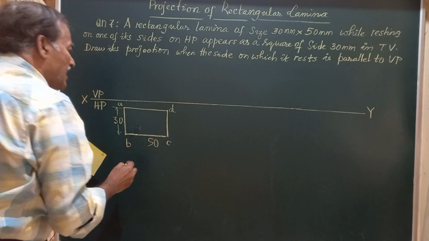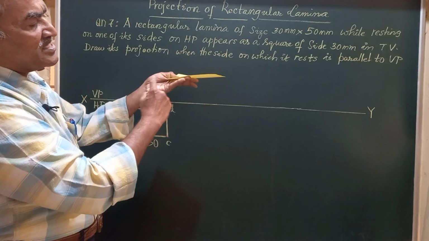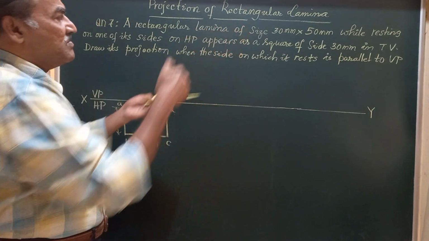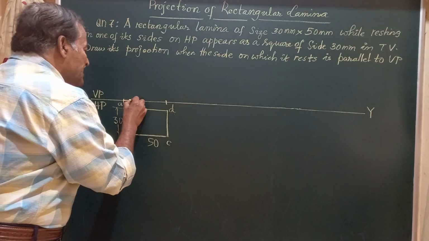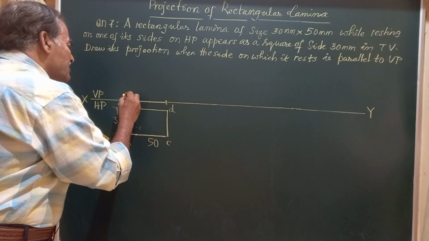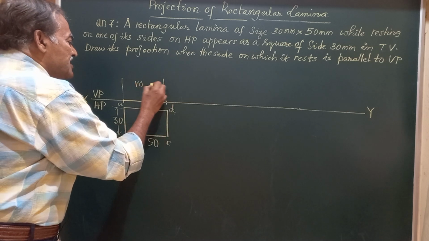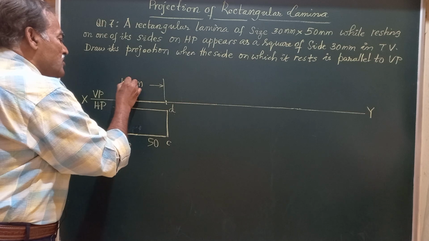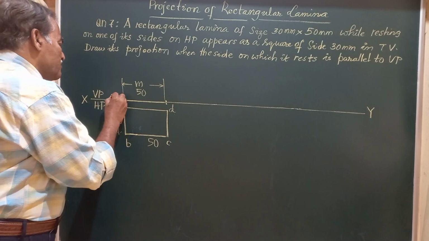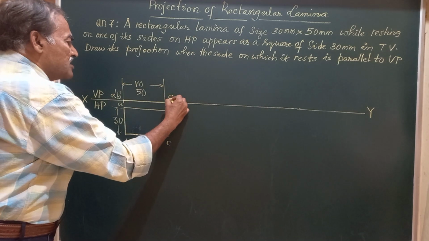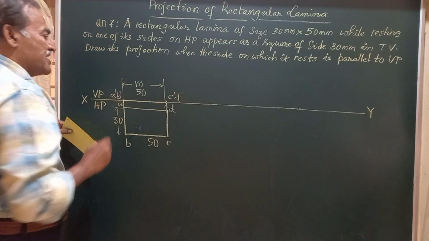Friends, here the lamina is placed on HP, and very obviously when you look from the front, you see a straight line, a line of the maximum size, that is 50 millimeter. So I just mark here a line of length equal to 50 millimeter, which I represent as M in all the problems. Very obviously, M in this case is equal to 50 millimeter. So what are these points? These points are A dash, B dash, and on the other end you have C dash, D dash. These are obtained by just projecting these lines upward onto the XY line.